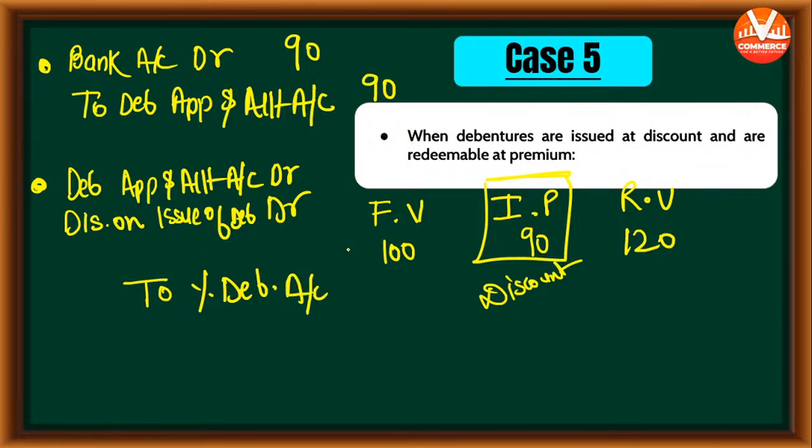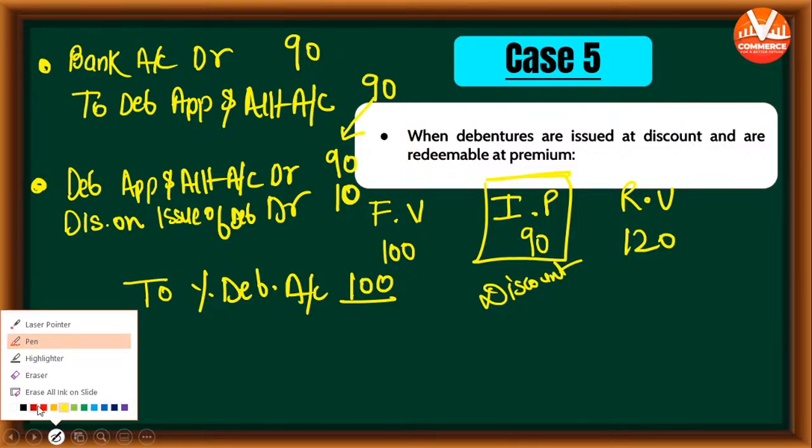This is the normal entry, guys. When debentures are issued at discount, we pass this entry. Debenture application and allotment debit 90 rupees. Discount on issue of debenture debit 10 rupees. To percentage debentures 100 rupees.